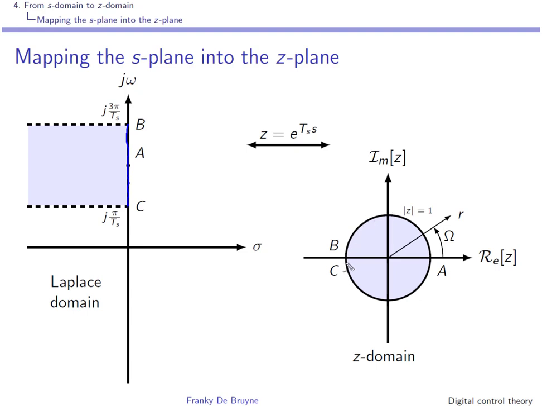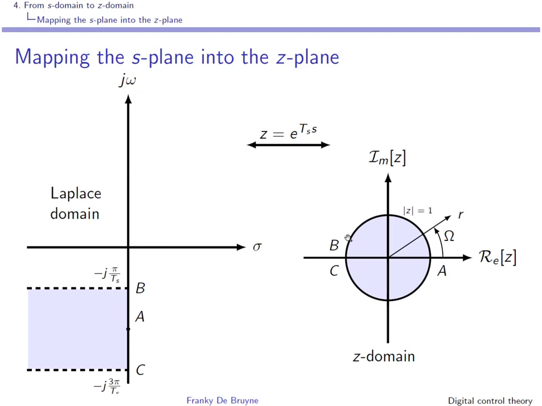The discrete variable goes from pi to 3 pi, and I guess you can start to understand. Now this portion that corresponds to the analog frequency minus 3 pi over Ts to minus pi over Ts is also mapped on the unit circle. The discrete frequency goes from minus 3 pi to minus pi.